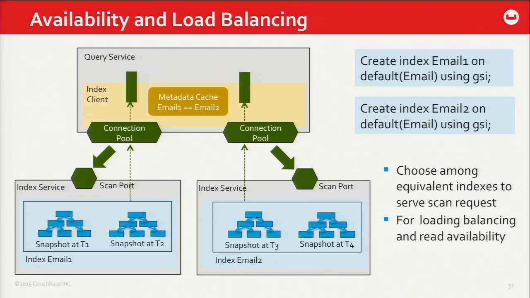As mentioned earlier in the presentation, if you create two indexes with identical definitions, in this case email 1 and email 2, which are both indexes on the email field, the indexer and the index client will treat these two indexes as equivalent. What it means is that you can use these two indexes as read replicas for each other. In this case, I have email 1 deployed on one index node and email 2 on another index node. If one of them goes down, the other one becomes a backup. Or if you have an index scan coming in, it can load balance the scan traffic between these two index nodes.